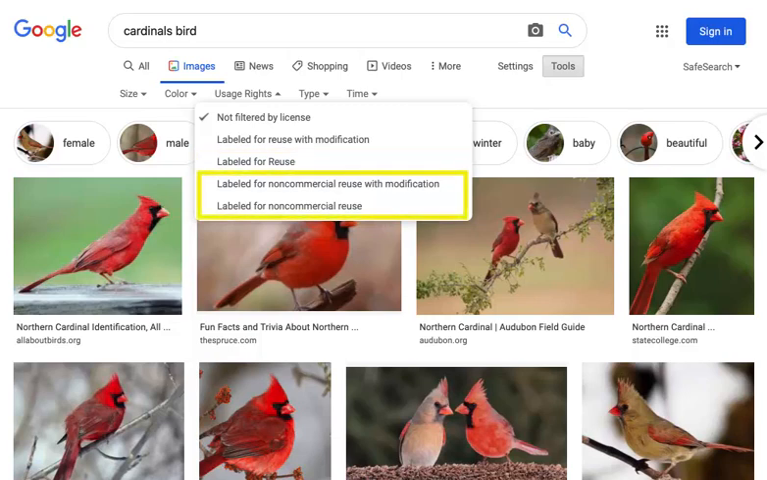The last two options deal with the commercial nature of the use. If something has been labeled for reuse or labeled for reuse with modification non-commercially, this means you could use these images only in circumstances where you aren't trying to make money. Choosing any of these options will take you to images that meet that usage criteria.